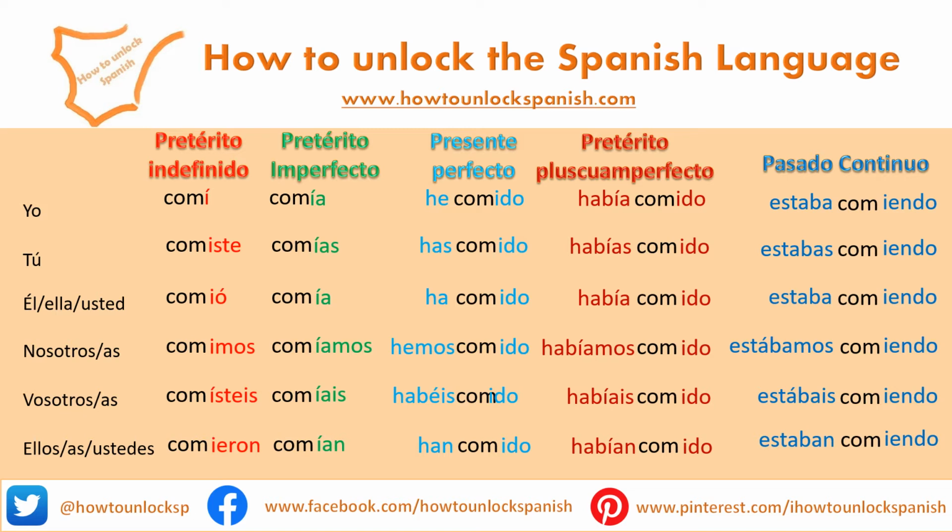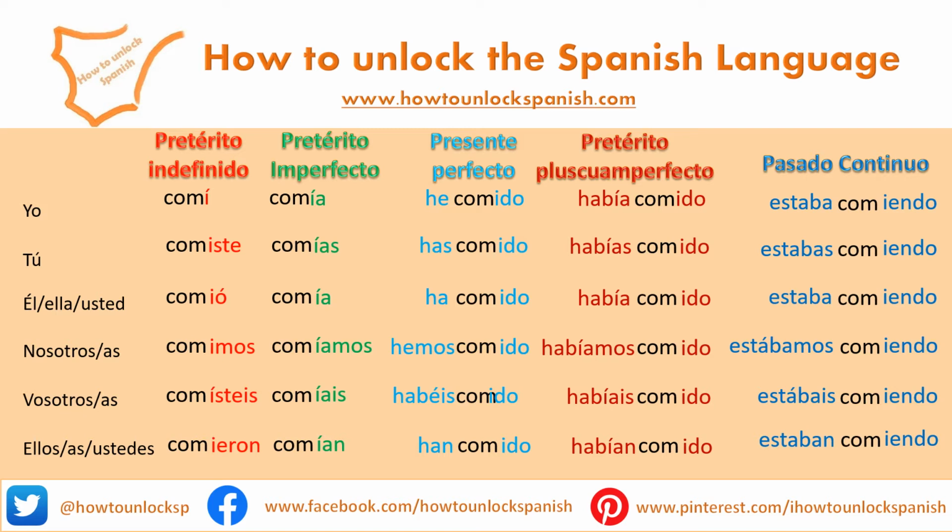So, for example, pretérito indefinido would be used for actions like ayer comí paella, yesterday I ate paella. And it goes as follows. Comí, comiste, comió, comimos, comisteis, comieron. ER verbs and IR verbs in the preterite share the same endings.